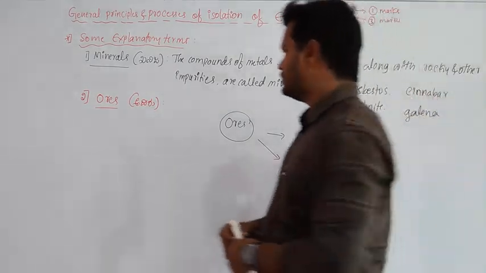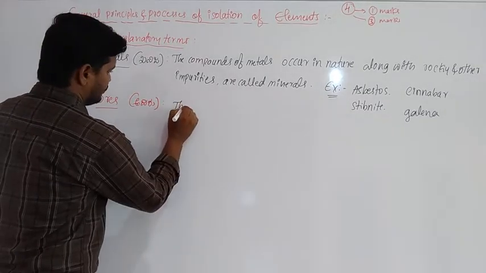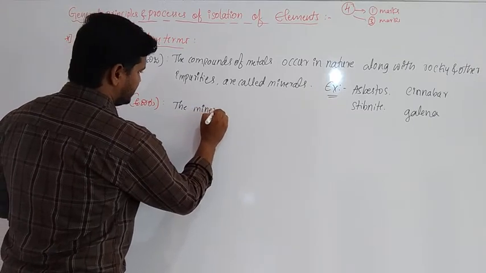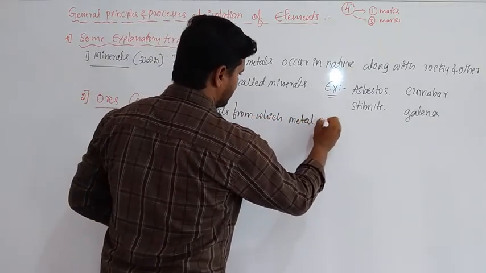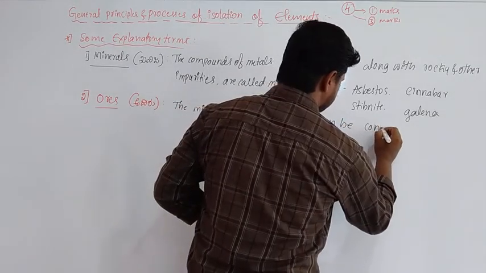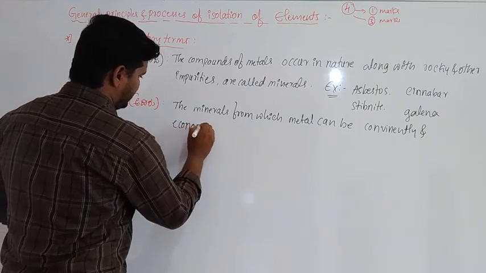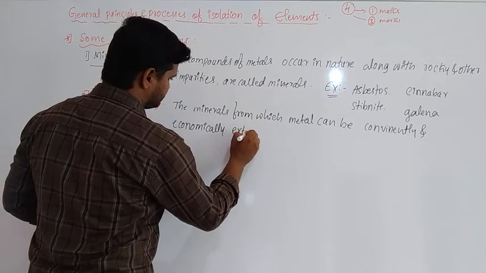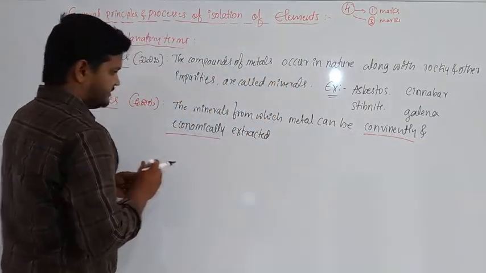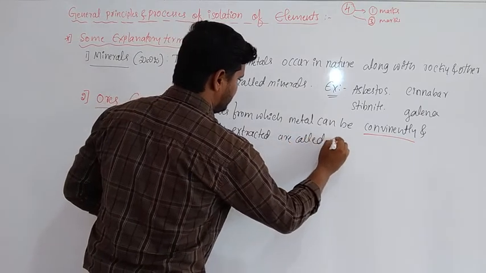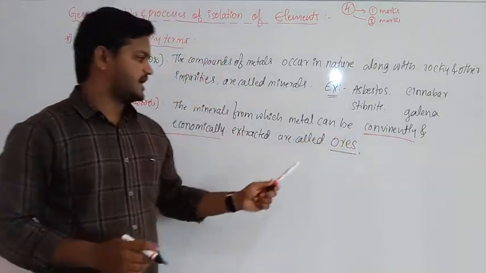Okay, so this is about ores, and the definition of ores is: the minerals from which metal can be conveniently and economically extracted are called ores.